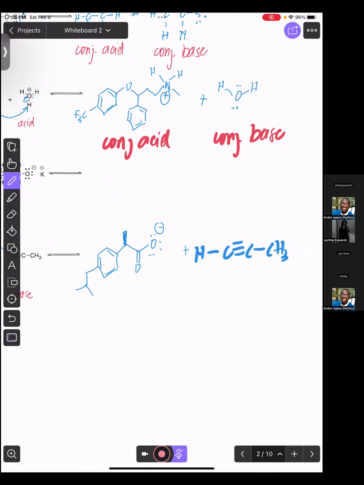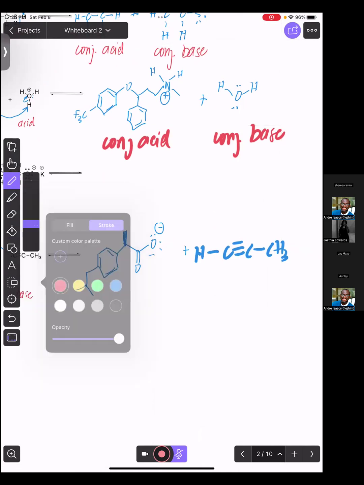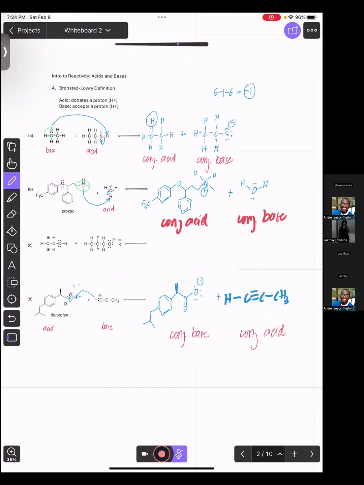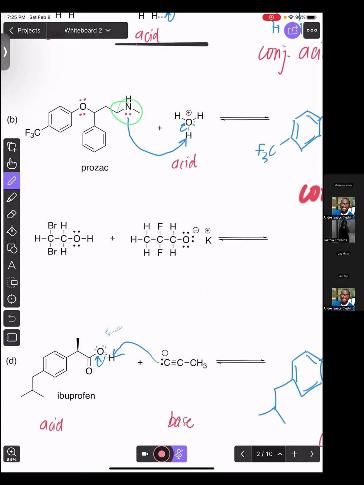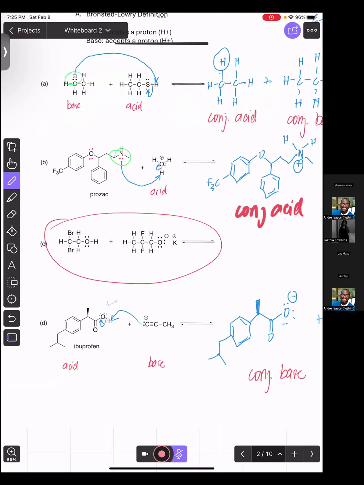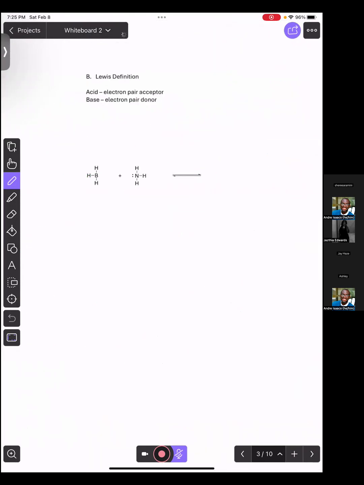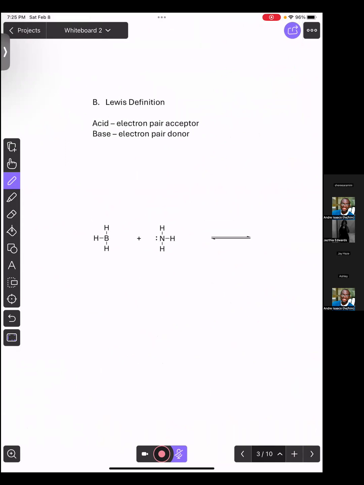So this is the conjugate base. And this is the conjugate acid. Okay. Fantastic. You guys, I think, are pretty good. This is your homework. Do this one on your own. Let's see what you come up with. All right, we're going to move on to talk about Lewis acids and Lewis bases. Okay?